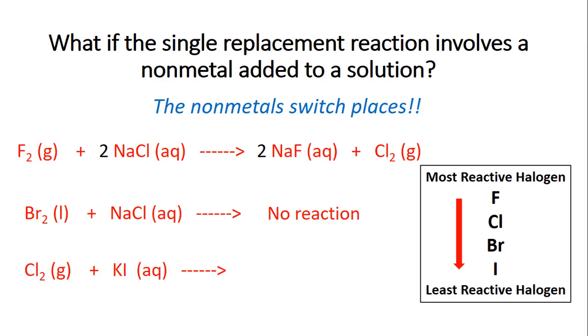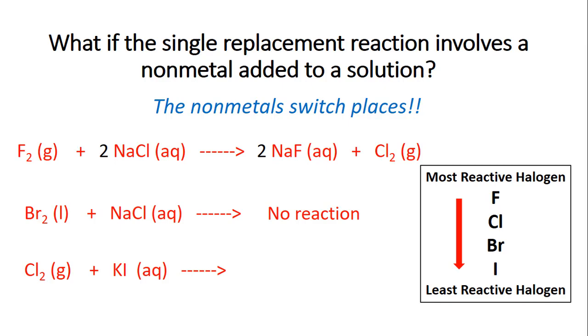The third and final example is chlorine being added to a solution of potassium iodide. For this chemical reaction to occur, the chlorine would have to be more reactive than the iodine in the compound. So stop and look at the chart and think about who's the more reactive of the nonmetals. Chlorine in this case is more reactive. Therefore, it has the ability to switch places with the iodine.